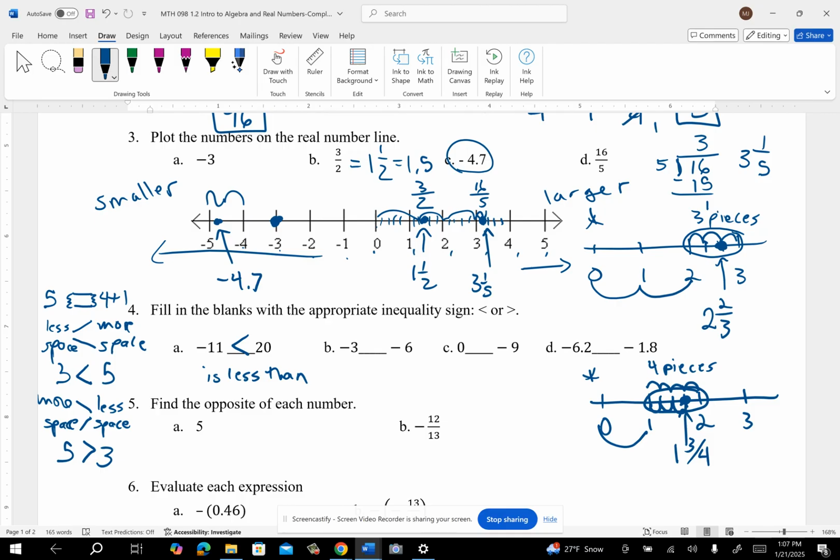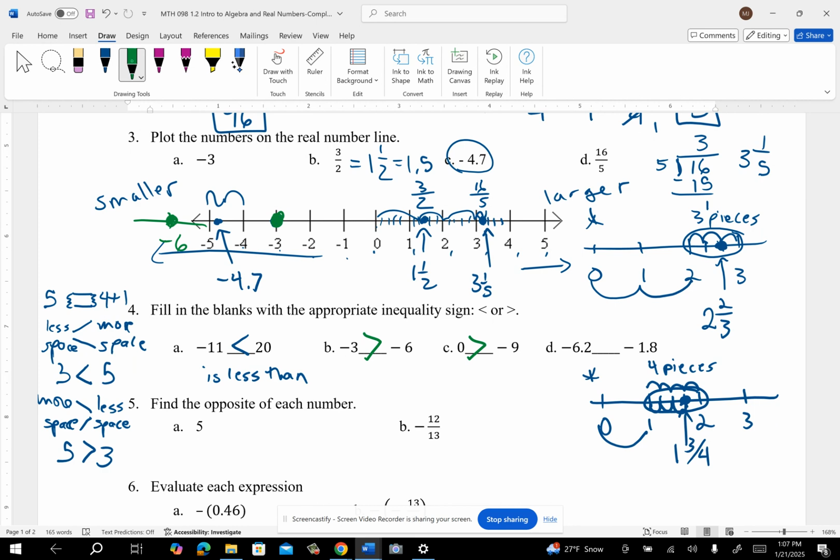Okay, -3 and -6, they're kind of tricky because 6 is bigger than 3. But when you look at the number line, let me change the color to green. Here was -3, right? Isn't -6 going to be out here even further to the left? There would be -6. It needs to point to the smaller number. -3 is greater than -6. All right, 0 and negative 9. Negative 9 is further to the left, so I need it to point to negative 9. 0 is greater than negative 9.